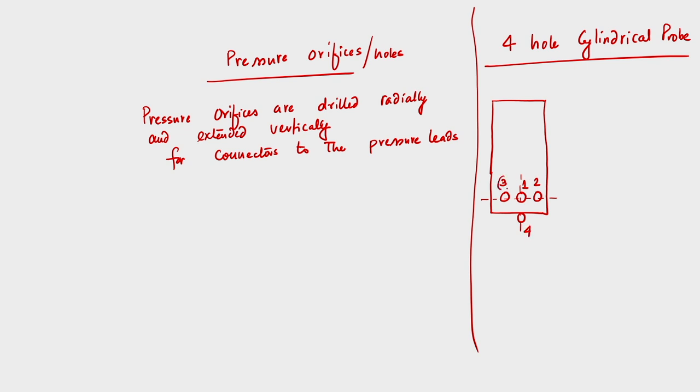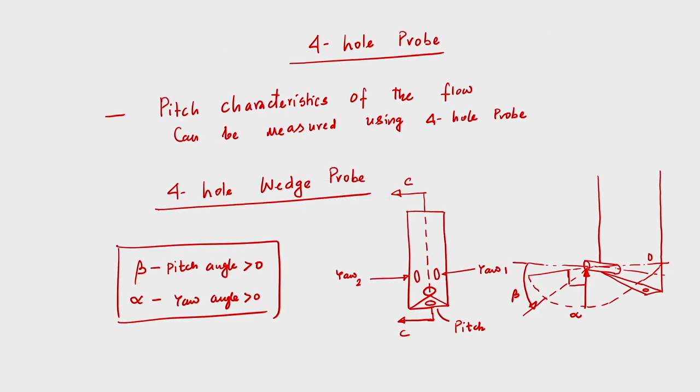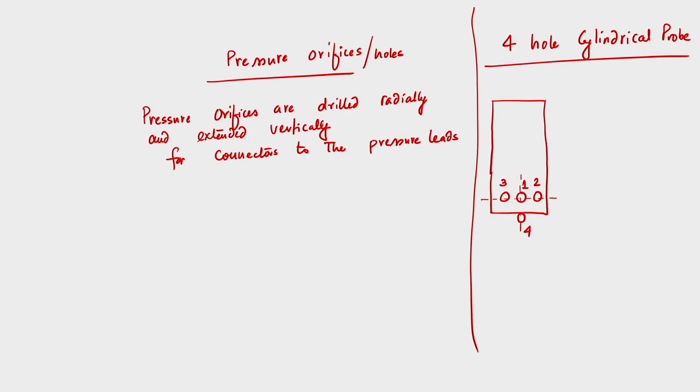Now this 1, 2, 3 and 4, 2 and 3, if I go back to my previous slide, then these two are used to measure the yaw characteristics. One is, as usual, that is there even in a three hole probe, but in the four hole probe, the fourth hole is used to measure the pitch characteristics.